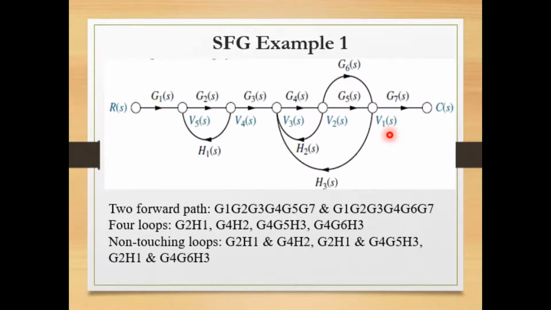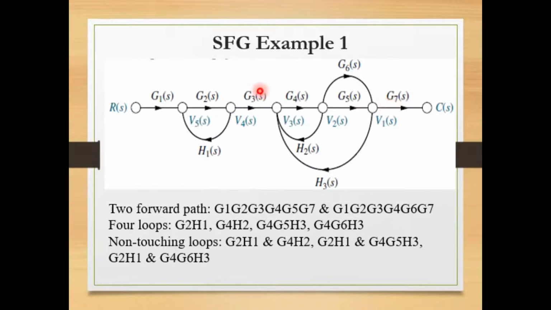This is nothing but the differential equations transformed to the S domain, and the S domain equations are considered here. Next we'll identify the forward paths. We'll see the direction of the arrow, which indicates from input node to the output node. So we have the first forward path along R, V5, V4, V3, V2, V1 and C. The gain of the first forward path is G1, G2, G3, G4, G5, G7.